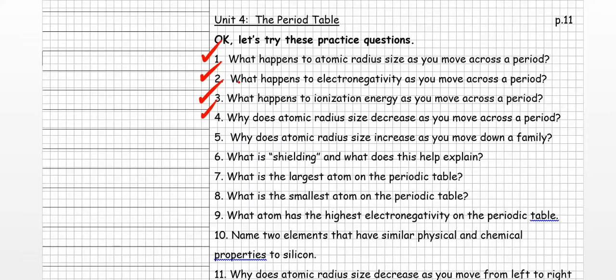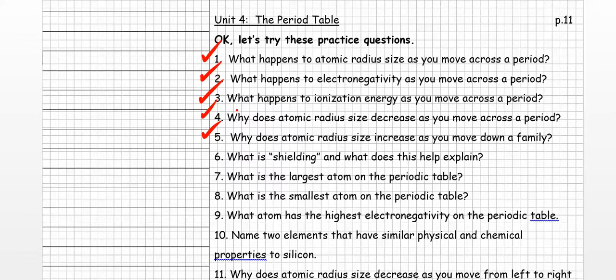So if we take, for example, francium. Francium is in the 7th main energy level. Those electrons are going to be shielded from the nucleus by the electrons in the 6th main energy level, 5th main energy level, 4th, 3rd, 2nd, and even the 1st main energy level. So 2 reasons why, as you move down a family or a group, the atomic radius size gets bigger. That'll take care of number 5. Let's look at number 6.